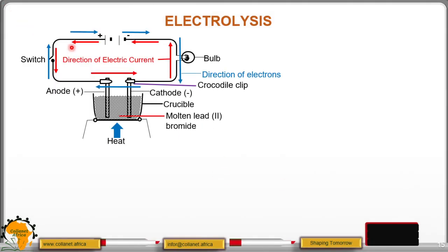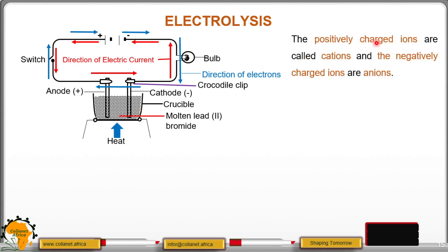So here is the circuit. We have the switch, the battery, the cathode, and the anode, and remember the anode, we said, is connected to the positive terminal, and the cathode to the negative terminal. We have the bulb, the direction of the electrons moving this way, and the current moving in the opposite direction. Here we have the source of heat, a Bunsen burner, which is going to heat the lead bromide to make it molten to allow free movement of ions.